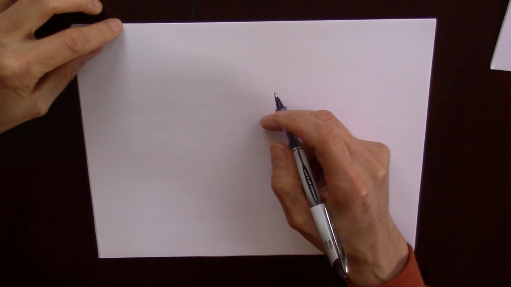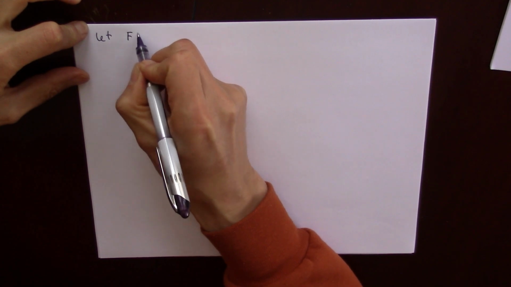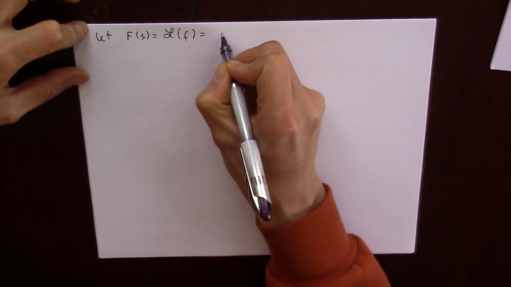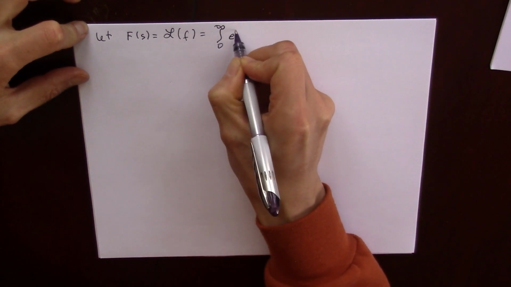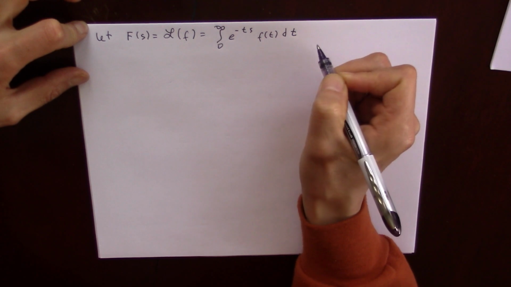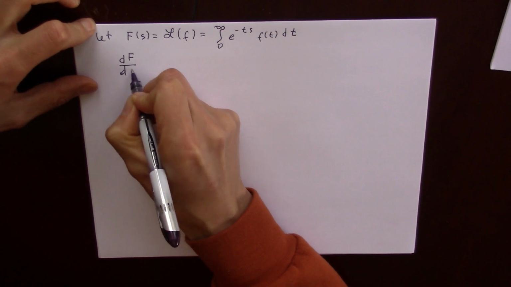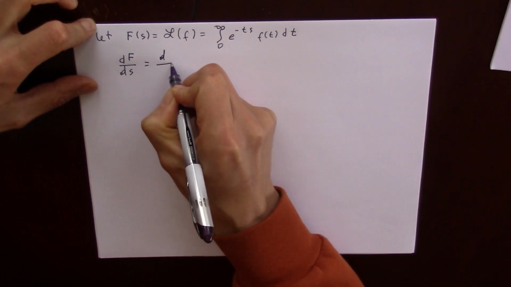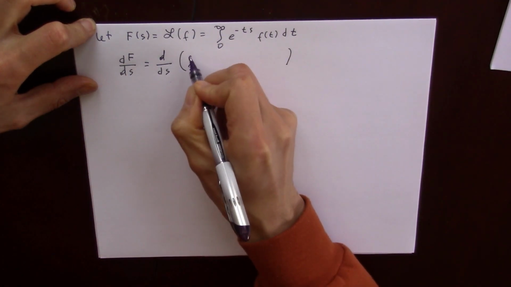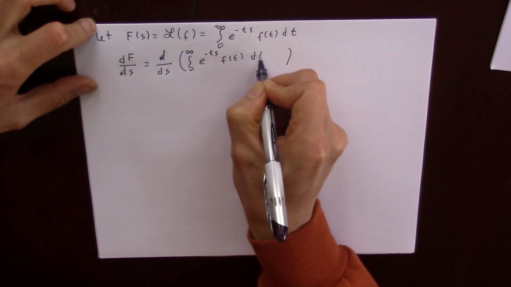We continue working on properties of Laplace transform. Let F of s be Laplace transform of f, that is integral 0 to infinity e to the negative ts f of t dt. If I want to take the derivative of function capital F with respect to s, I will take derivative with respect to s of that integral, which is written right here, so integral 0 to infinity e to the negative ts f of t dt.